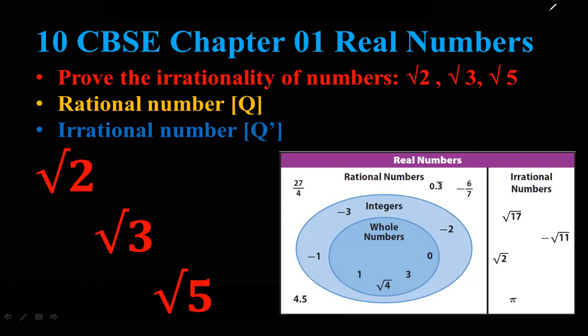Today we are discussing 10th grade CBSE mathematics, chapter number 1, real numbers. In the chapter, the topics are proving the irrationality of numbers like root 2, root 3, root 5. These are the topics we are going to discuss today. Before that, we can just revisit rational numbers, irrational numbers, and the direct consequence theorem of the fundamental theorem of arithmetic.